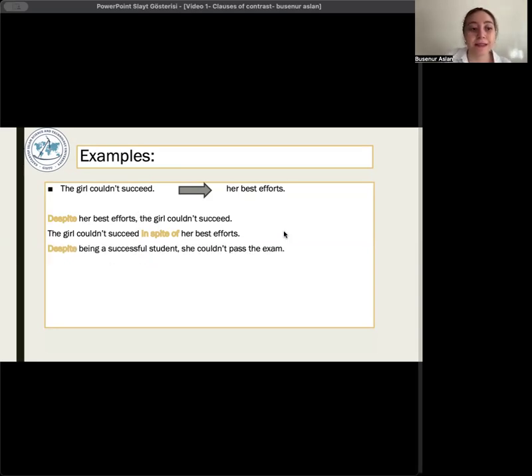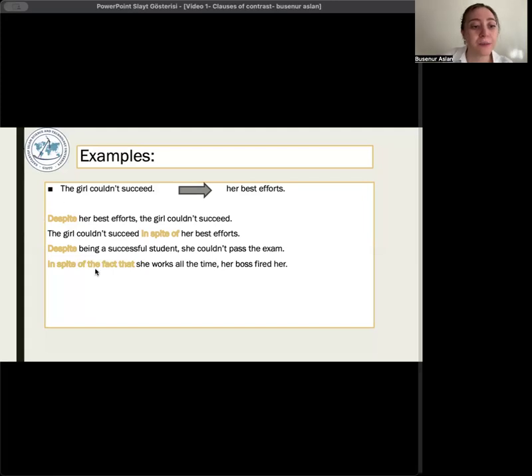And despite being a successful student, she couldn't pass the exam. You see, I didn't use any full sentence formation. After despite and in spite of, I use phrases. A phrase is a group of words. They don't include any subject and verb.